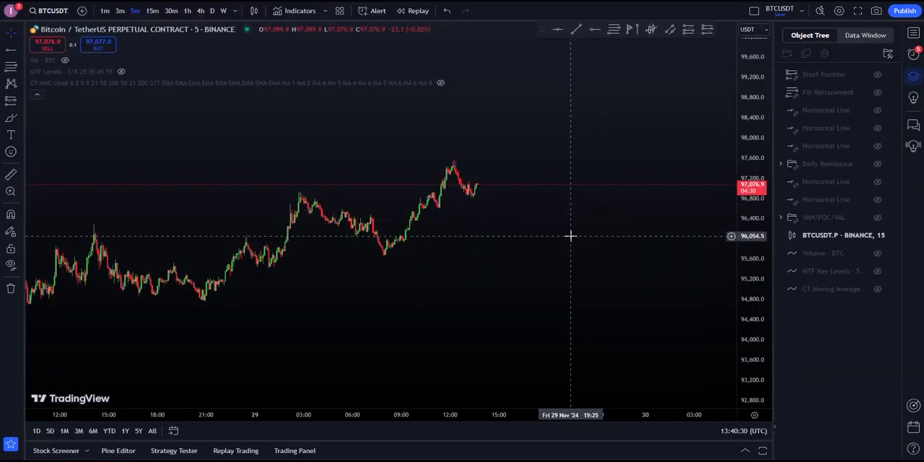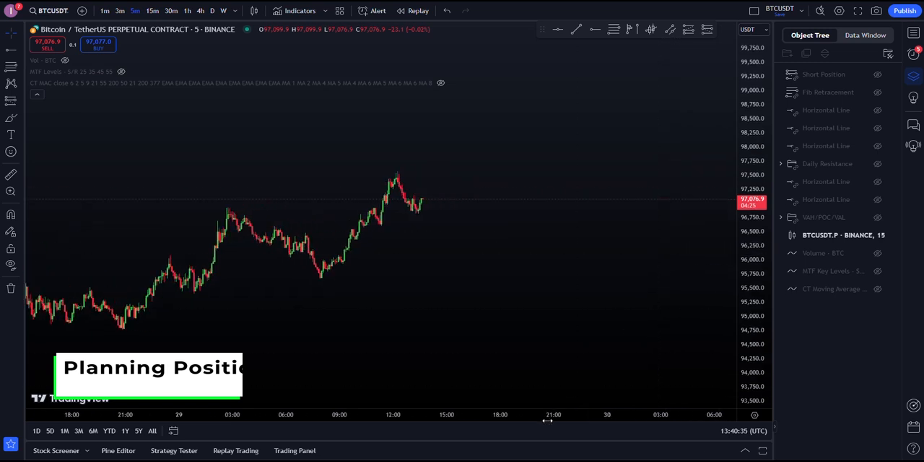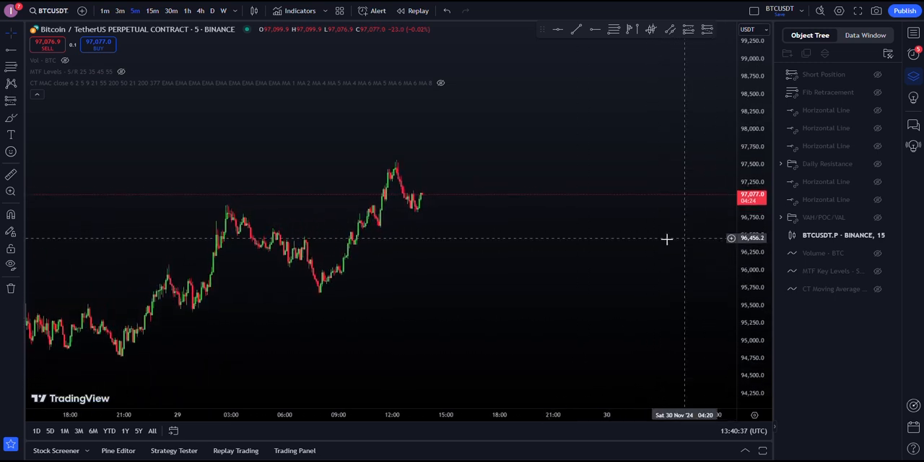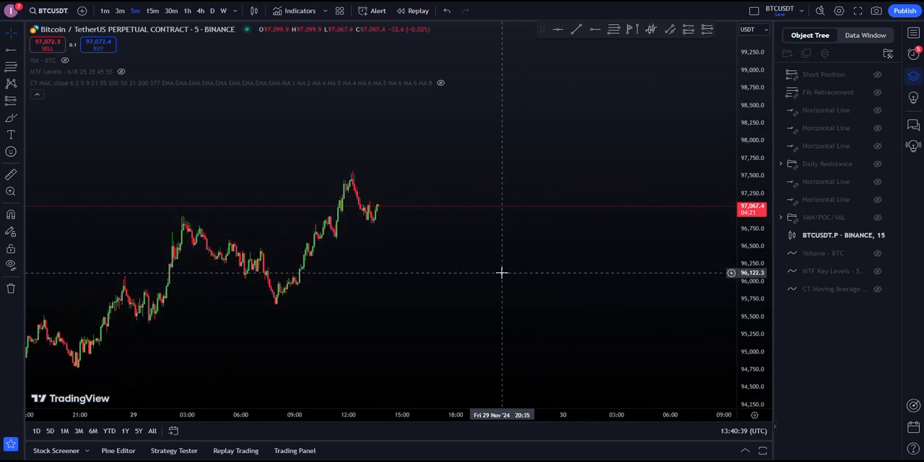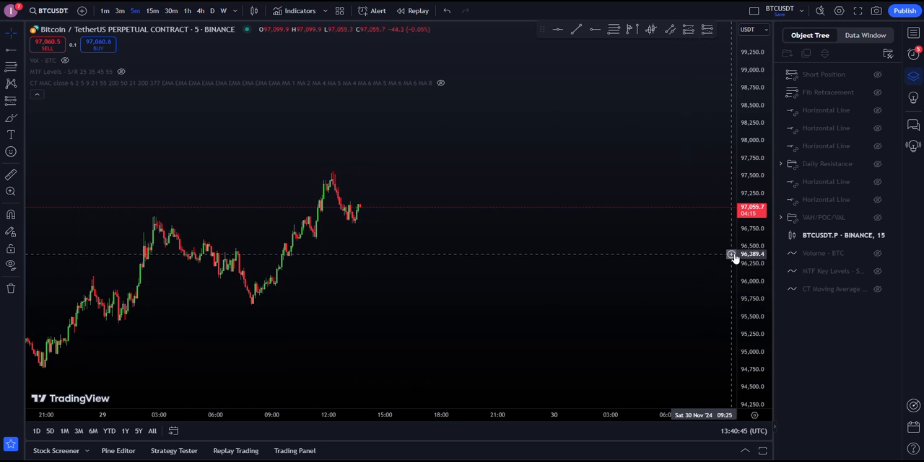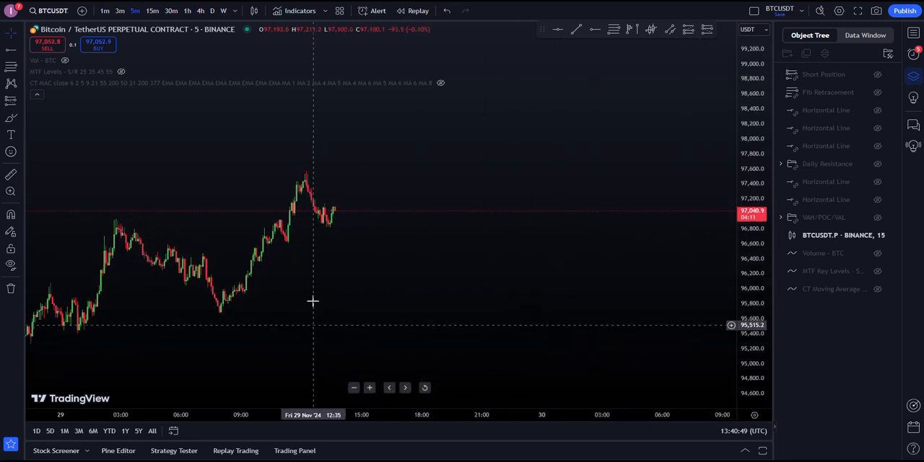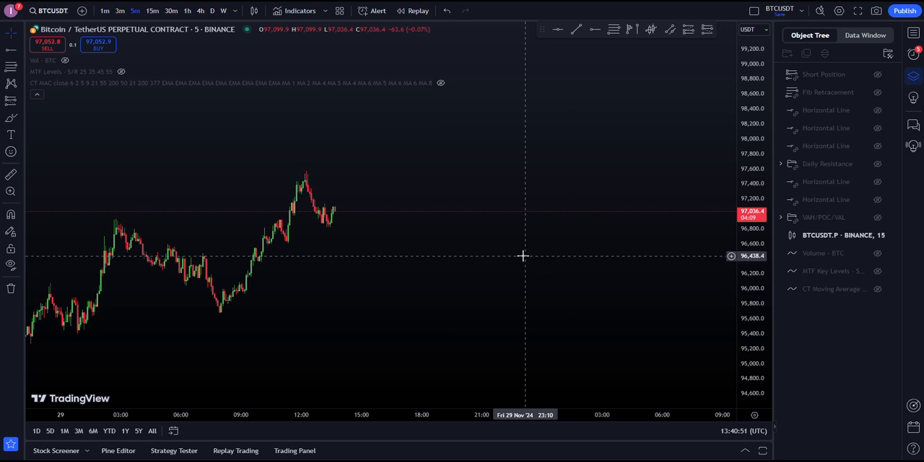Right, so now we're on to the planning positions section. This is something that helps me a lot with risk management, is planning the position before I actually enter into it. So I'm not saying never use market and never go into a position if you see a good opportunity, but I am saying always have a stop loss in mind, or if you do that, make sure you get a stop loss relatively soon afterwards.